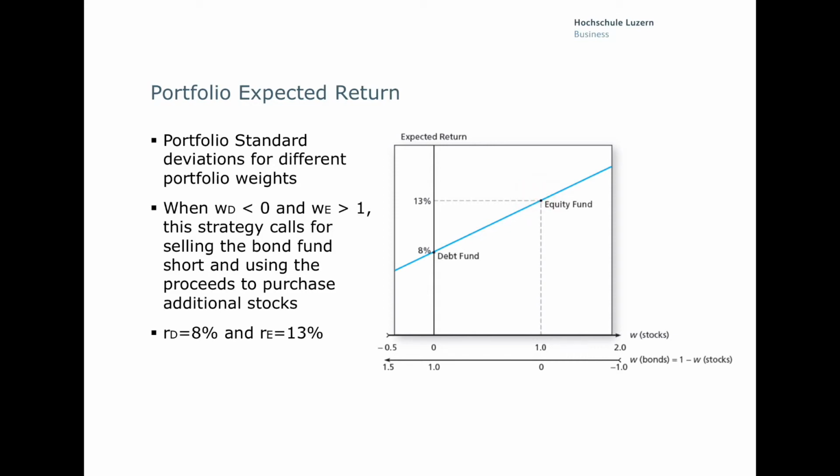If the weight of debt is larger than 1 and the weight of equity is smaller than 0, the expected portfolio returns fall. This extreme position is financed in part by short selling stocks equal in value to the portfolio's net worth. If the weight of debt is smaller than 0 and the weight of equity is larger than 1, this strategy calls for selling the bond fund short, and using the proceeds to finance additional purchases of the equity fund.